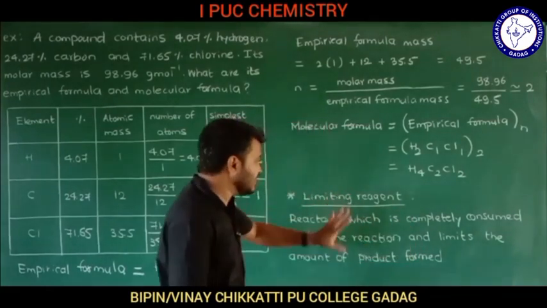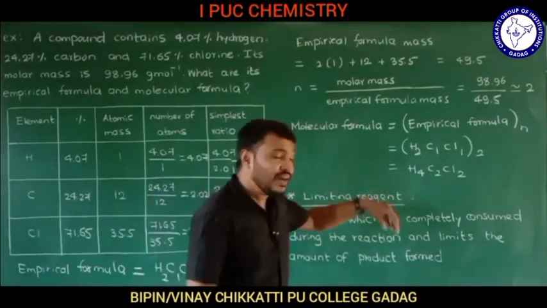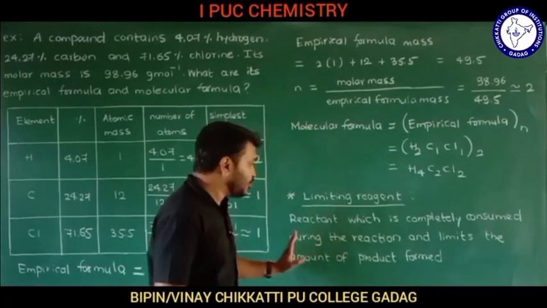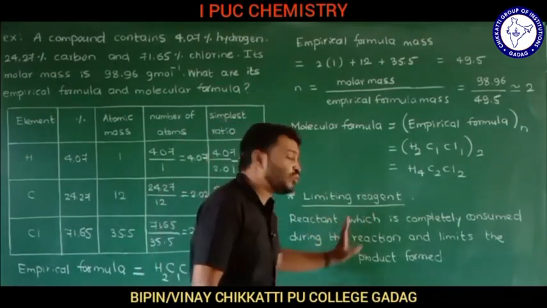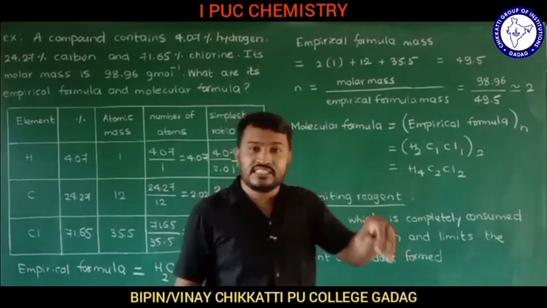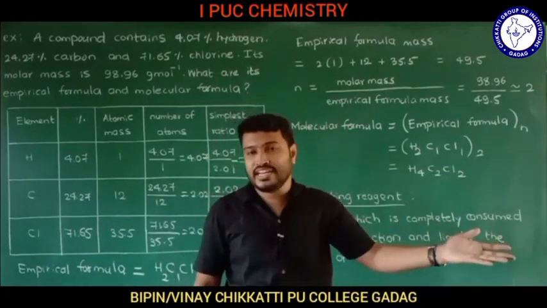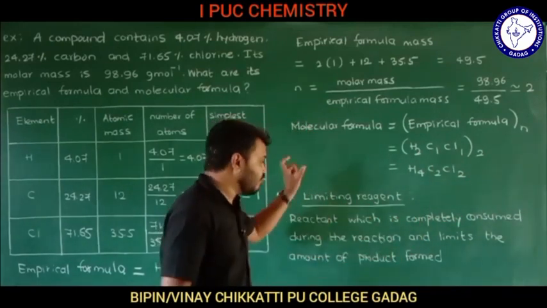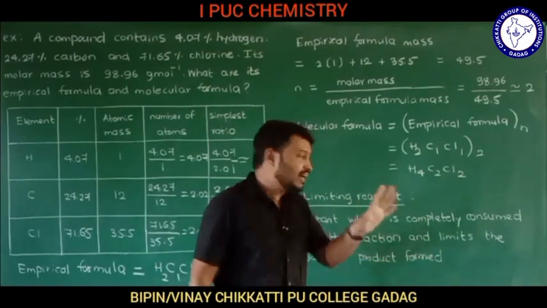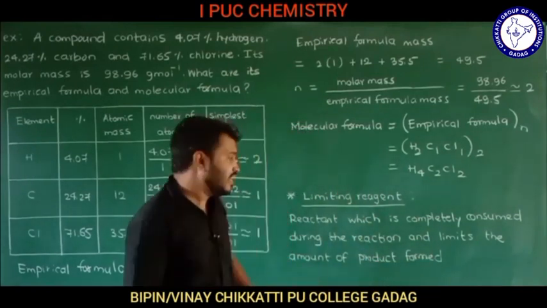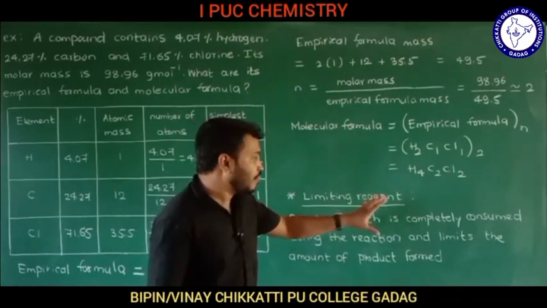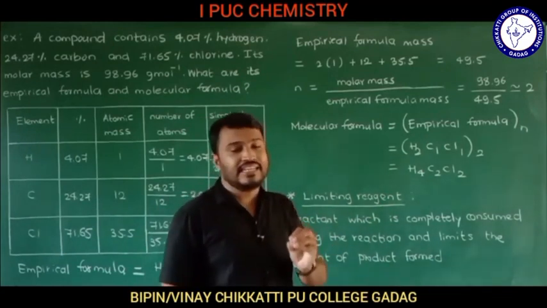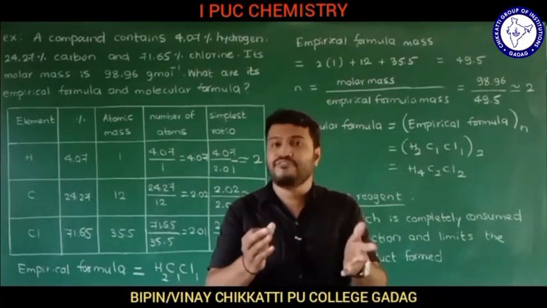So the limiting reagent is nothing but the reagent which is completely consumed, the one with the small amount, the reagent which is completely consumed during the reaction and limits the amount of product formed. Once the limiting reagent is consumed, the other reagent is left as it is, and we call it the excess reagent. The limiting reagent is very important to find the product formed. The reactant which is completely consumed during the reaction and limits the amount of product formed is how the limiting reagent is defined.